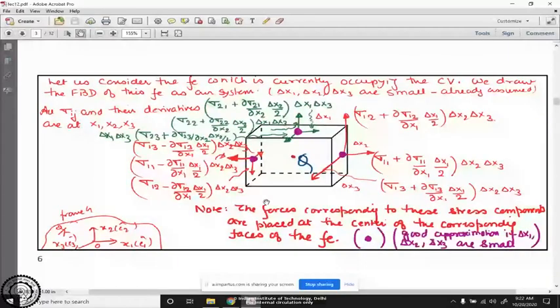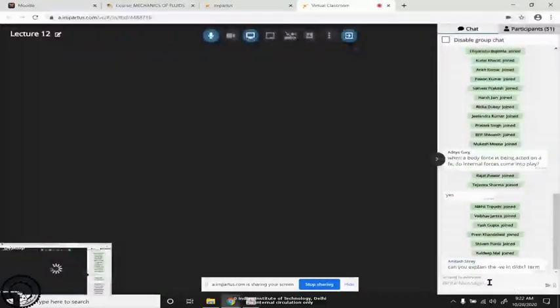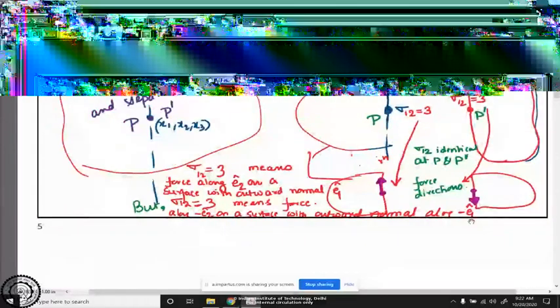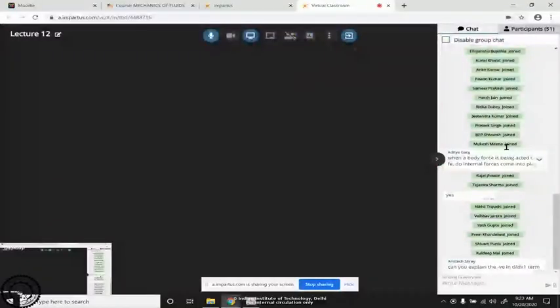Okay, any questions on this? Can you explain the del x1 term? Yes. I think you are referring to this, the negative in the del x1.